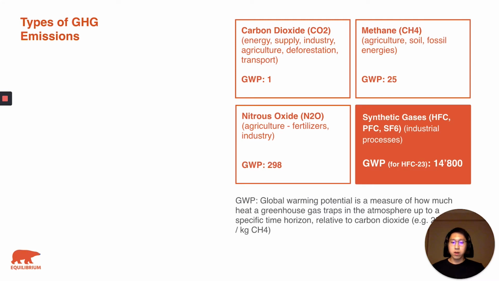The gases here are the four more common gases produced by companies all over the world, namely carbon dioxide, methane, nitrous oxide, and synthetic gases. As you can see, they have different GWP values. GWP stands for global warming potential, which is a measure of how much heat each gas traps within a specified period of time relative to carbon dioxide. This would mean that nitrous oxide traps 25 times more heat in the atmosphere than carbon dioxide for the same period of time.